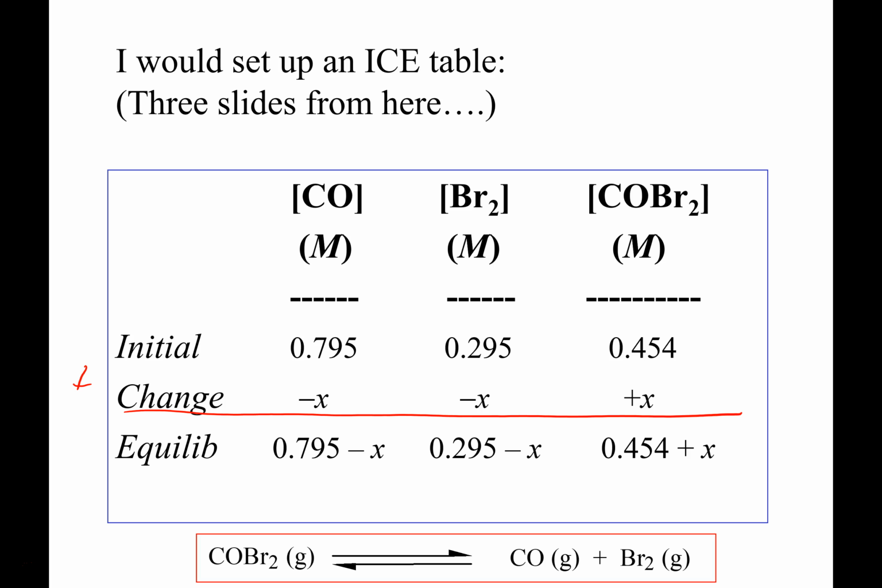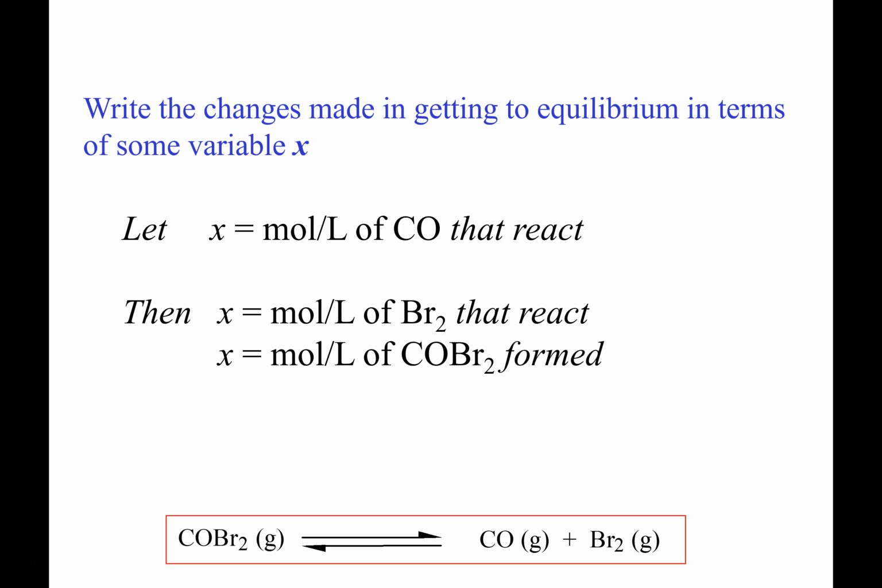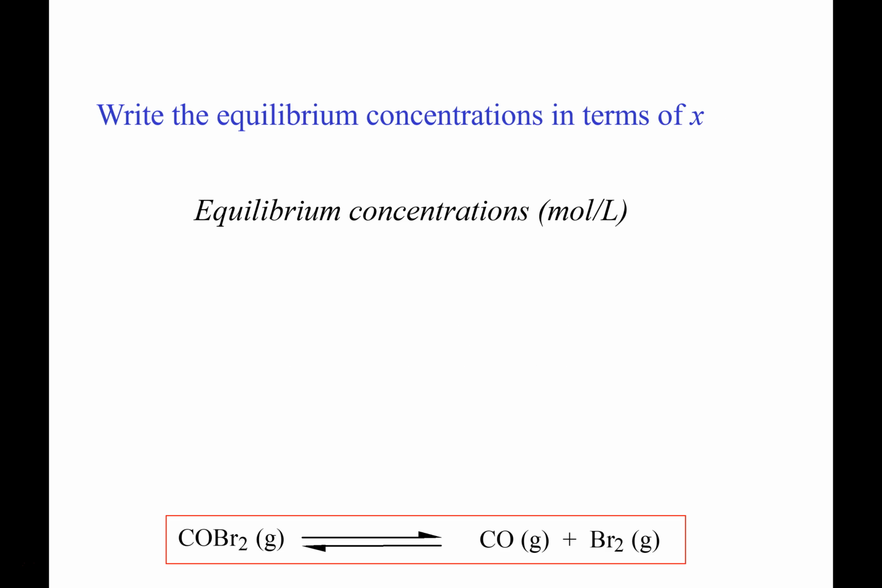Now, when I got the quantity into standard form last time, I had a value like 1.00 minus X or 2.00 minus X. Now this is looking a little uglier still. What we've got to do next is let X be equal to the moles per liter of CO that react. Then it will also be equal to the amount of Br2 that reacts, and the amount of COBr2 that's formed.